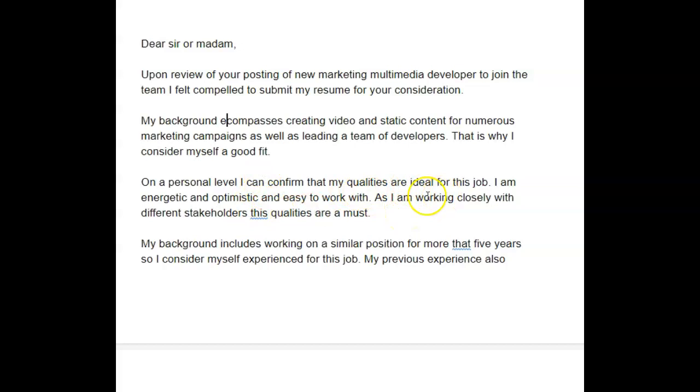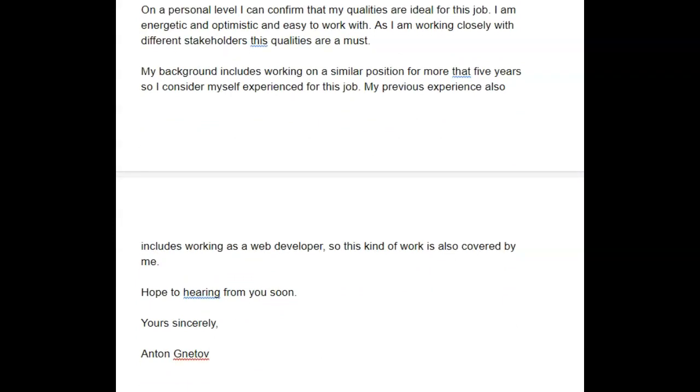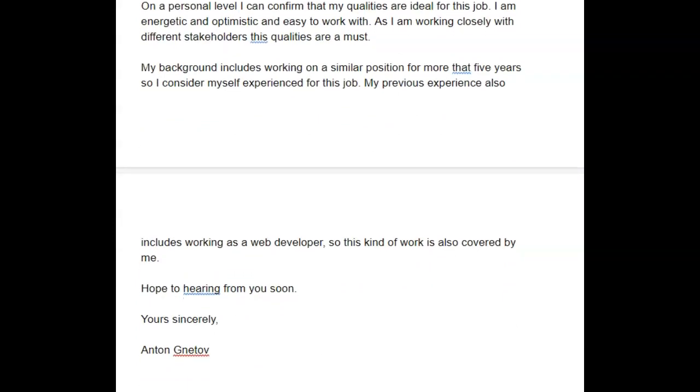As I work closely with, okay, not as I work, but it should be as this job requires working closely with different stakeholders, this quality, or these qualities, are a must. My background includes working in a similar position for more than 5 years. So I consider myself experienced for this job. My previous experience also includes working as a web developer, so this kind of work is also covered by me.